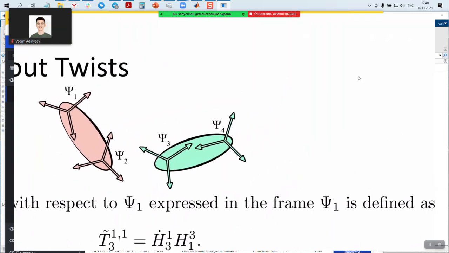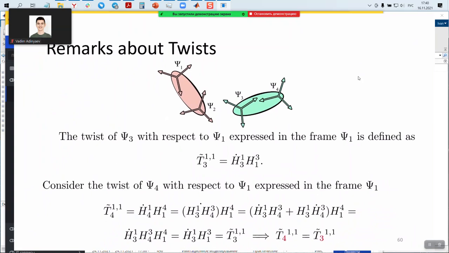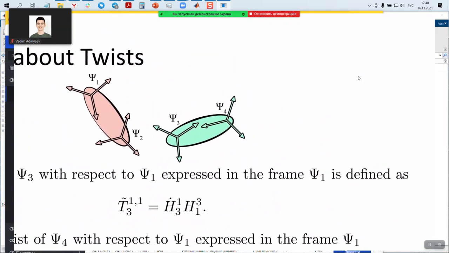So here I believe it's not very understandable, but let me just rewrite this. So let us consider the motion of frame 3. So we consider the motion of the green body, and we want to express the motion of the green body with respect to the pink body. So we choose the first frame, and we're going to express this motion also in the first frame. So we do remember our mnemonic rule, it will look like this, right?